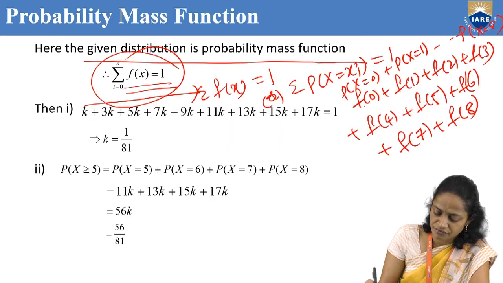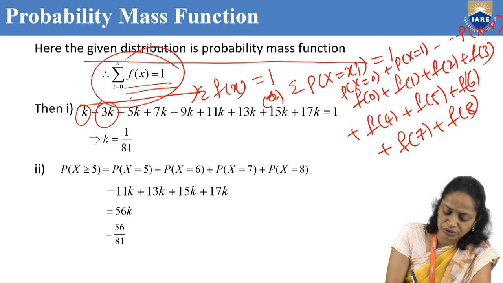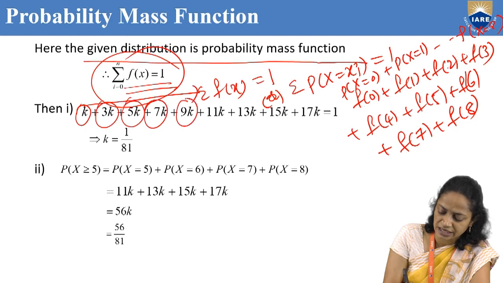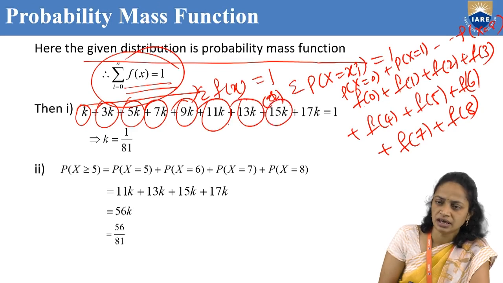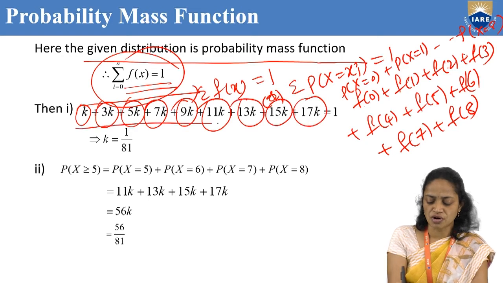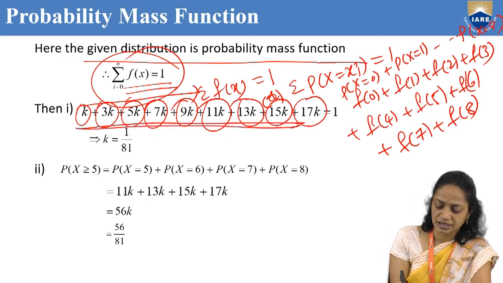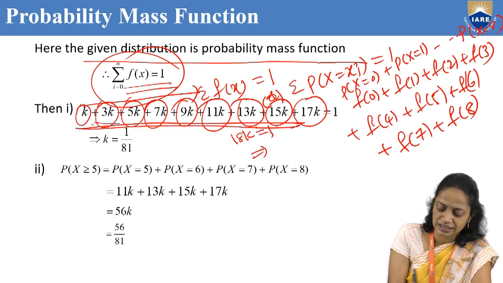So substituting: f of 0 is k, f of 1 is 3k, f of 2 is 5k, plus f of 3 is 7k, f of 4 is 9k, f of 5 is 11k, f of 6 is 13k, f of 7 is 15k, f of 8 is 17k. The sum of all these elements is 81k, and that is equal to 1. If you sum all these values, we get 81.